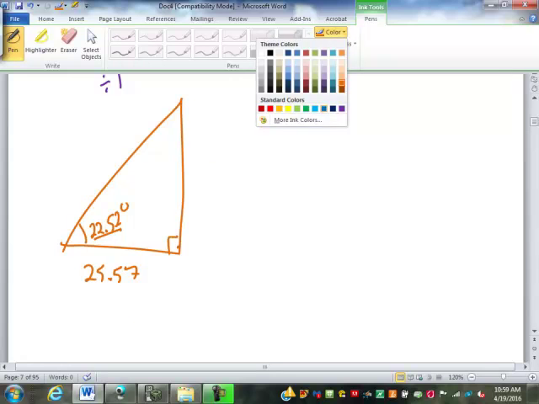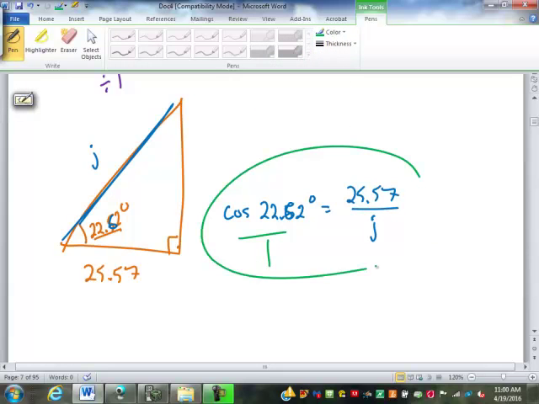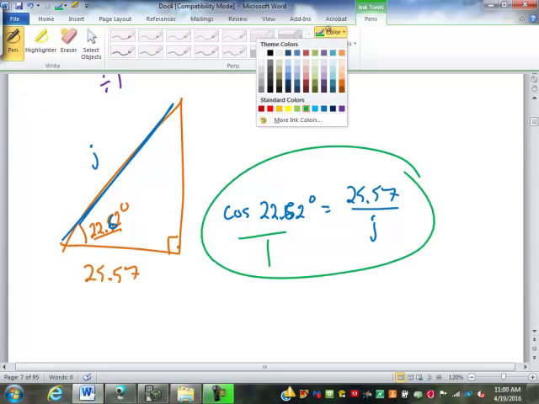22.52 degrees. So I can use my trig to find that. Cosine of 22.52, or 22.62, sorry, 22.62 degrees equals 25.57 over, I'll call that J. So then I put this over 1 and I cross multiply and divide to get J. Then I'll do the same on the other side.